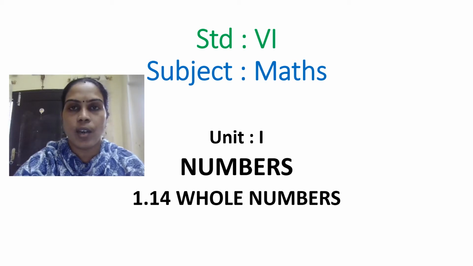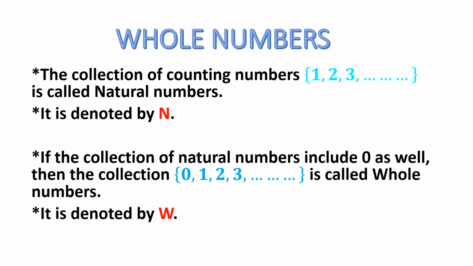So let us see what is called a whole number. The collection of counting numbers 1, 2, 3, etc. is called natural numbers, that you know very well. It is denoted by capital N.